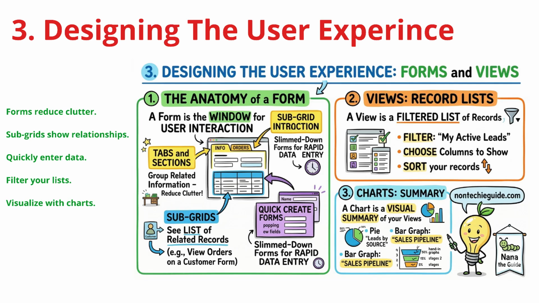But what if you want to see the big picture? That's where views come in. These are filtered lists, like high priority cases, that show you exactly what needs your attention. To make that data even more powerful, we turn those lists into charts. With a quick pie chart or bar graph, you can instantly visualize your sales pipeline or see exactly where your leads are coming from. It's all about turning raw data into clear, actionable insights.